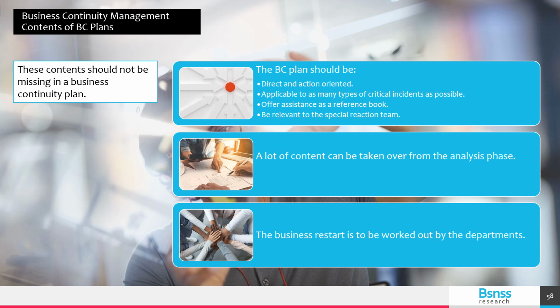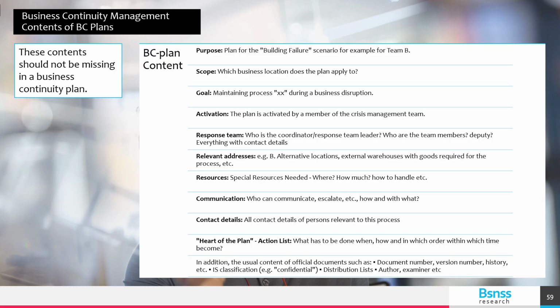The BC plan should be direct and action-oriented, applicable to as many types of critical incidents as possible. Offer assistance as a reference book. Be relevant to the special reaction team. A lot of content can be taken over from the analysis phase. The business restart is to be worked out by the departments. These contents should not be missing in a business continuity plan. Please stop the video and note down these contents.